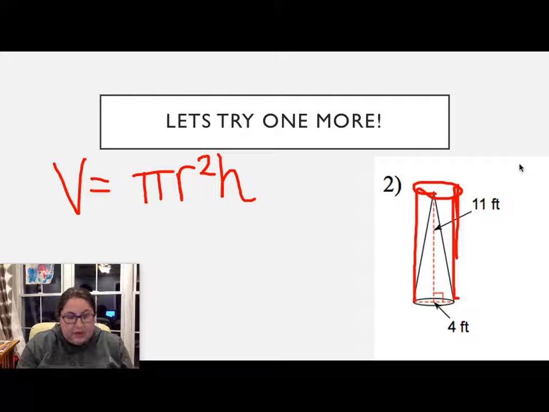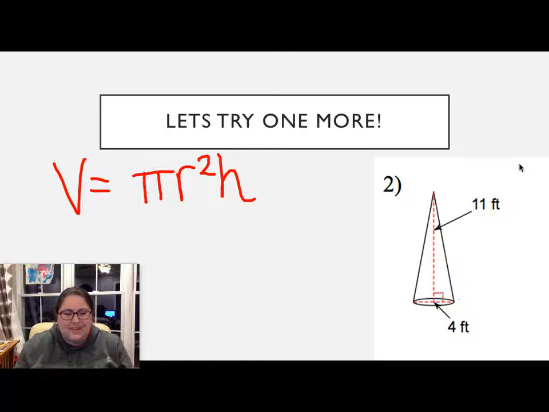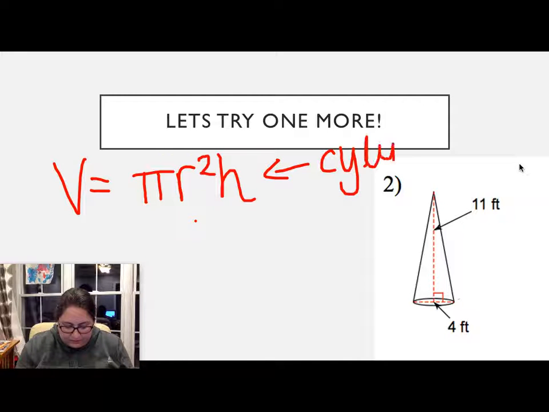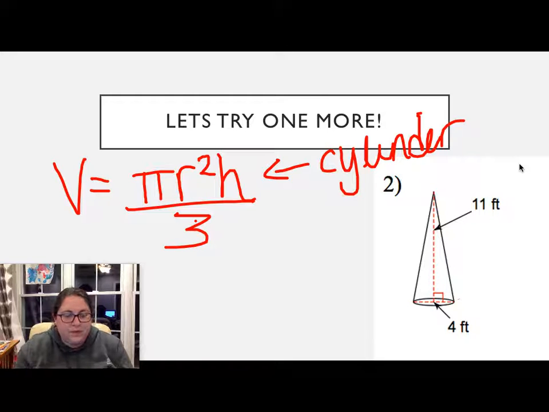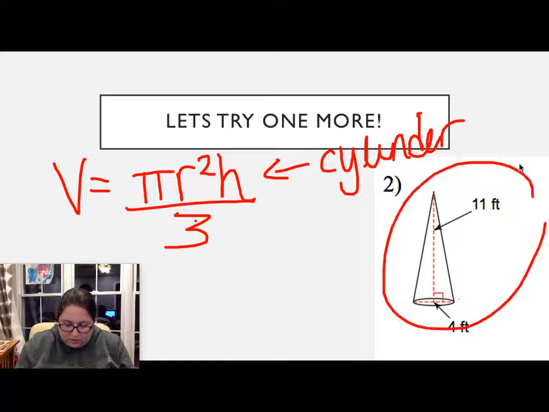This follows the same pattern as the prisms. The cone's relationship to a cylinder is that it's the cylinder volume divided by 3. So it's basically a third of a cylinder, just like a pyramid is a third of a prism. So what we can do is treat this like a cylinder and then just divide it by 3. It's really not any harder.